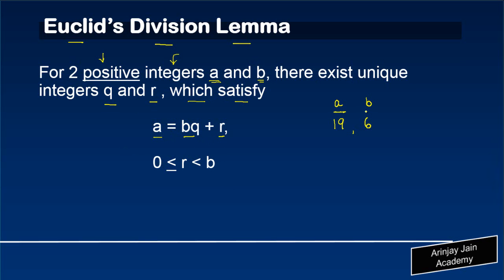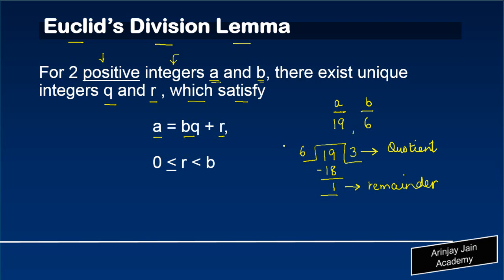Now this might sound a little difficult, but I will make it easy for you. Whenever we divide one positive integer by another, what happens? Either it completely divides it, or there could be a remainder. So if I divide 19 by 6, what will I have? 6 times 3 will give me 18. I subtract 18 from 19 and I get 1. In mathematical terminology, we call this a remainder. This is the quotient, and 6 is the number which is dividing 19.